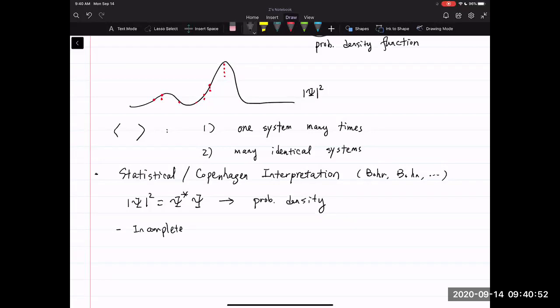Okay, so the reason that we can only predict the behavior of the particle probabilistically is because we don't know the full theory yet. So the theory is incomplete, or we haven't discovered some so-called hidden variable.